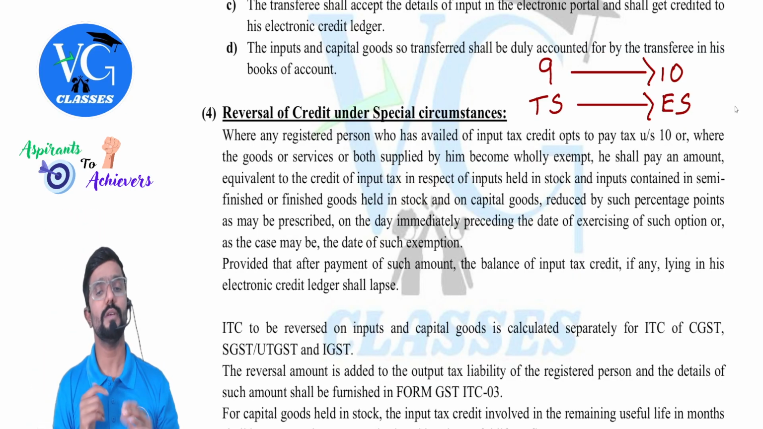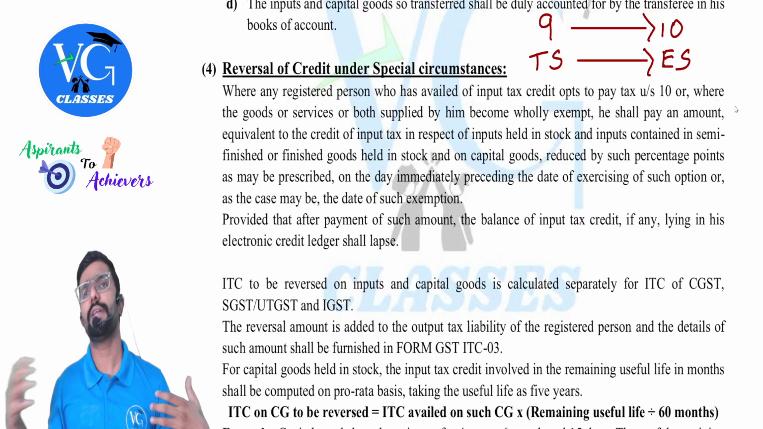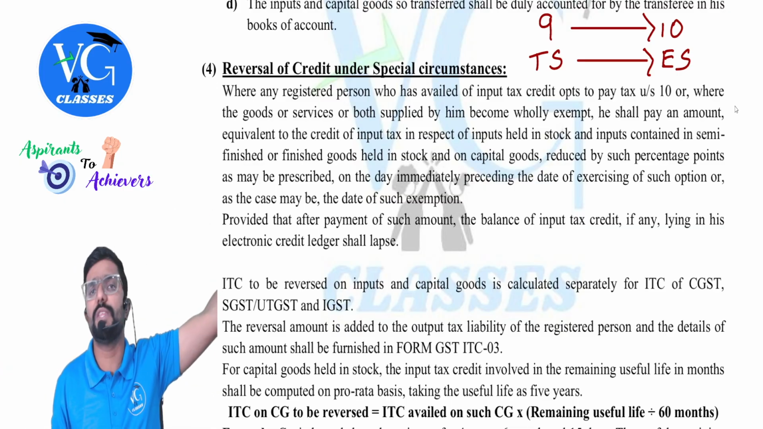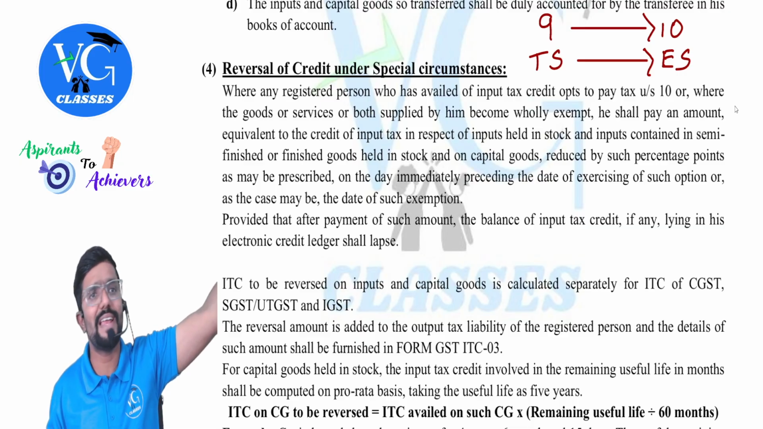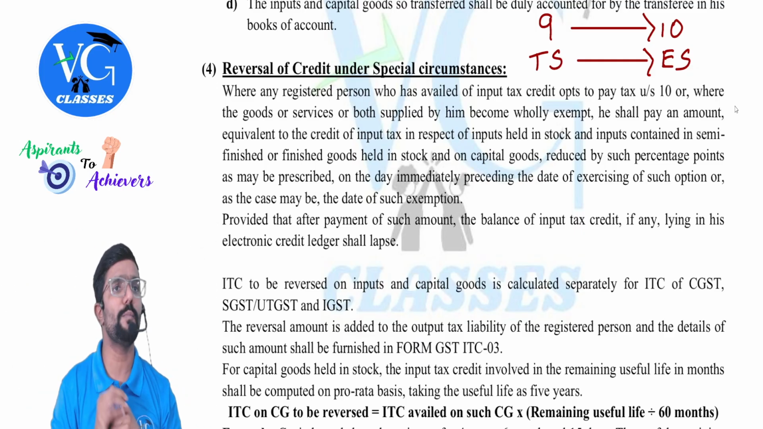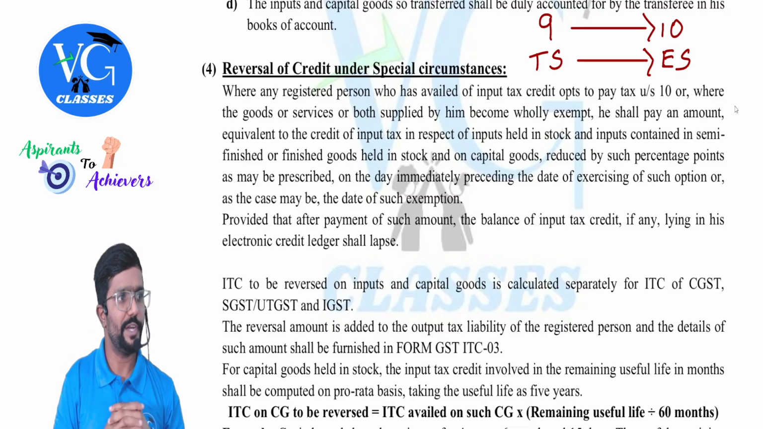Okay, sir. Now coming to, sir, I was under section 9. I want to move to 10. Can I move? Yes, if I am eligible, if my last year turnover is within 1.5 crore or 75 lakh or 50 lakh as per the scheme which I want to follow, because there are two composition schemes. If I am eligible, they will allow me. I can go for it.